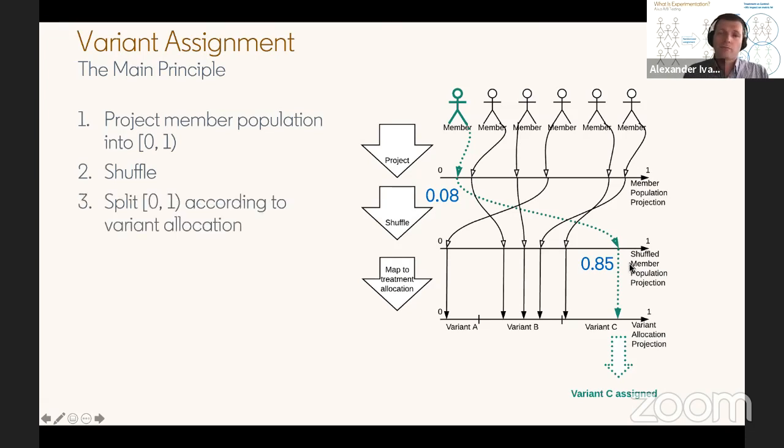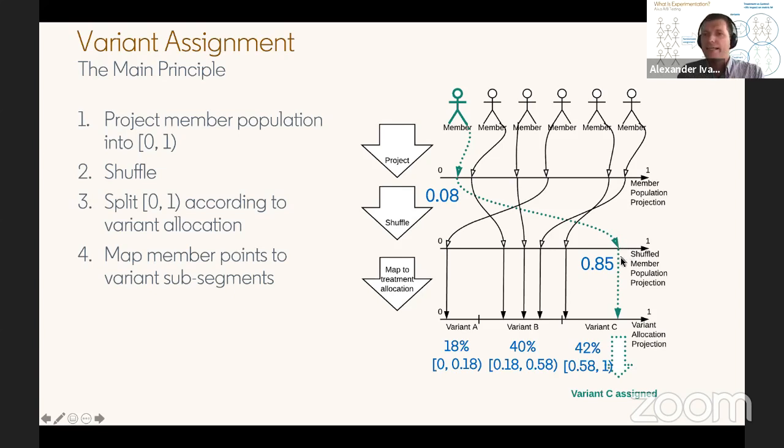Now, after that, we take information about all the variants in the test and their relative allocation percentage. And we split the interval 0 to 1 accordingly. So in this picture, variant A accounts for 18% of member population, variant B accounts for 40% of the member population, and variant C for 42% of the member population correspondingly. And it's pretty clear from this picture that the member point maps to variant C, so the member gets variant C.